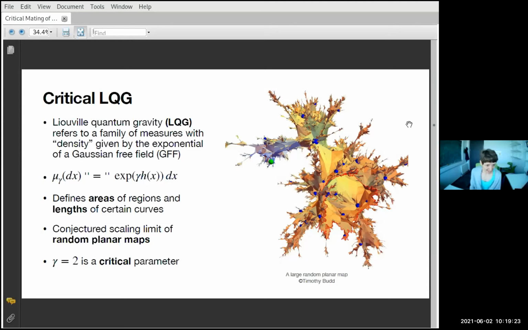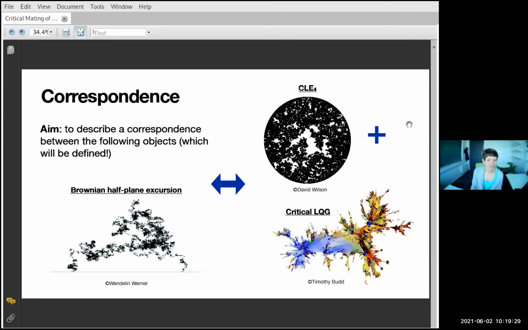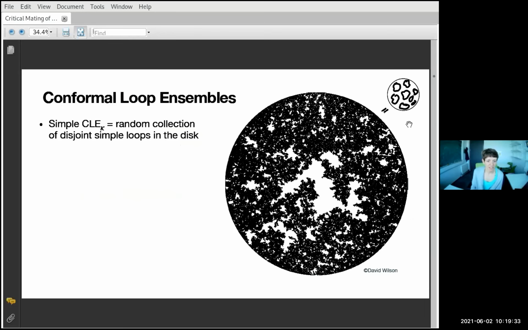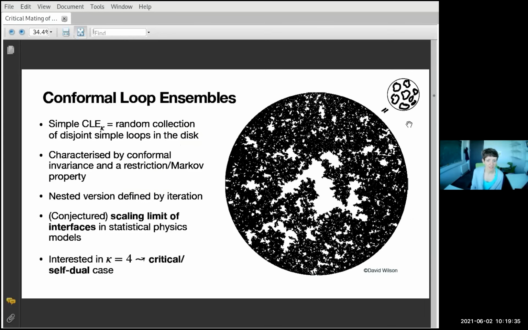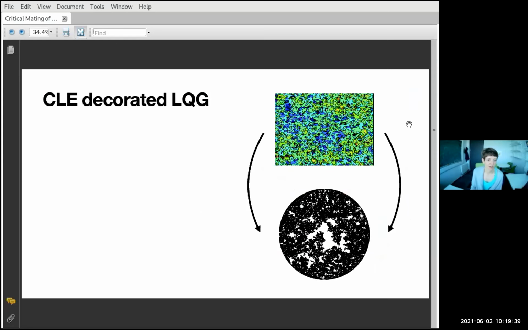So finally, they're the two objects, if you remember my first slide, the two objects on the right-hand side, but I want to combine them. So I just need to explain how I'm going to combine them to give something called CLE decorated Liouville quantum gravity. And the way I combine them is basically in the simplest possible way.